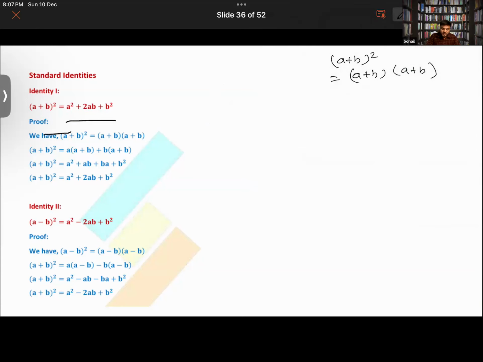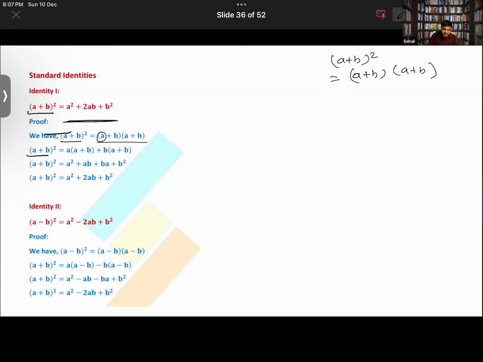So you have got this identity number one, where it says that a plus b whole square equals a square plus 2ab plus b square. So you have a plus b whole square, which can be written as a plus b into a plus b. Any issues in this thing? So a plus b whole square, now we do the multiplication. Everyone knows the rule of the multiplication with such expressions.